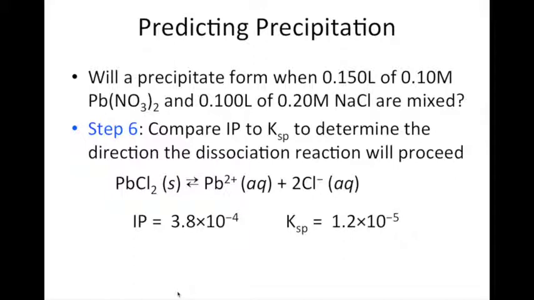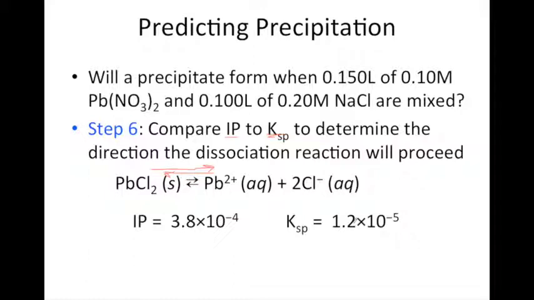So our last step is we need to compare our IP to the KSP for lead chloride to determine the direction that the dissociation reaction will proceed. Will the reaction proceed to the right or to the left? Which way will it proceed? Well, we compare these two, and KSP, I got that from a table from my textbook. If you ever need a KSP value when you're working problems, again, please refer to the appendix in your textbook, which has KSP values for most ionic compounds.